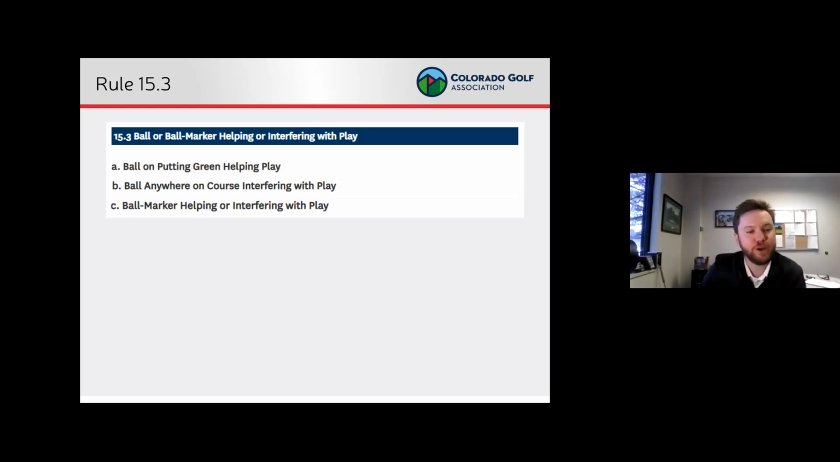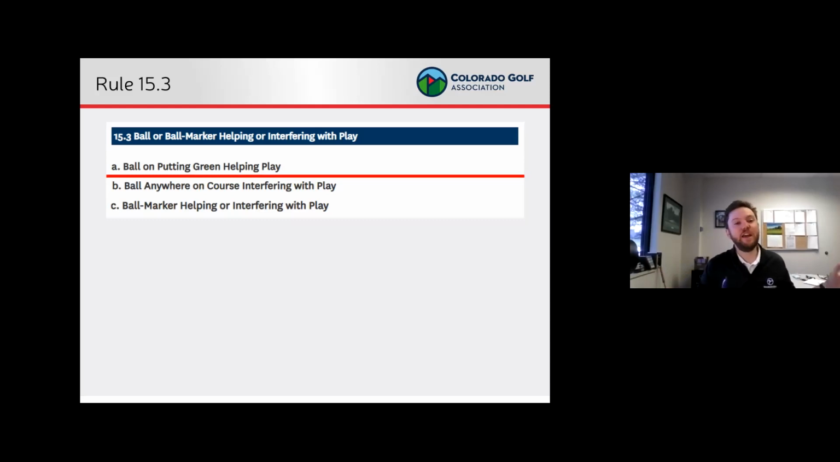So again, let's break this down a little bit further. In 15.3a, we have ball on the putting green helping, and then 15.3b interfering, and then C, we have helping or interfering, and we'll look at more ball marker. So the first part is what we consider helping with play, and that's very specific to the putting green, as we'll see. And then in B, we have interfering with play.